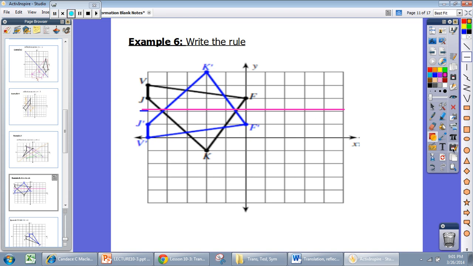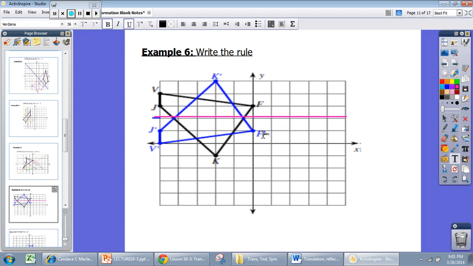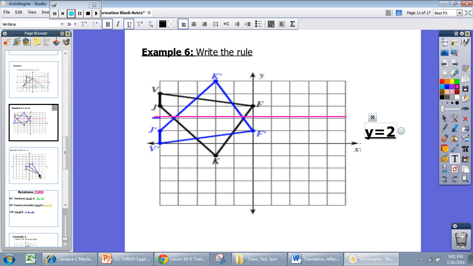Alright, so that's going to be my rule for this one. So that's the line y equals 2. Okay? So y equals 2. Alright. And then I think there's one more. Yeah, there's one more. Okay.